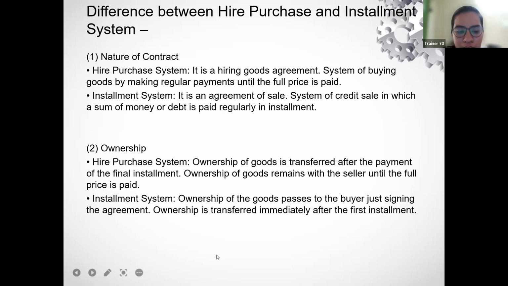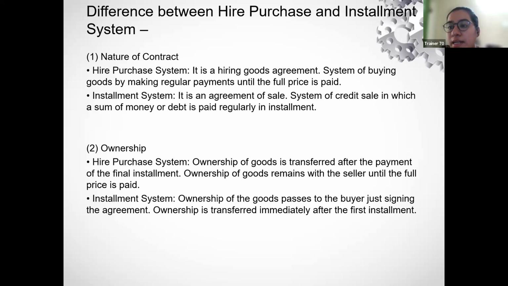Yeah, I've got the answer in the chat box. Okay. So it's as good as hiring. The system of buying goods by making regular payment until the full price is paid. What about the installment system? It is an agreement of sale.